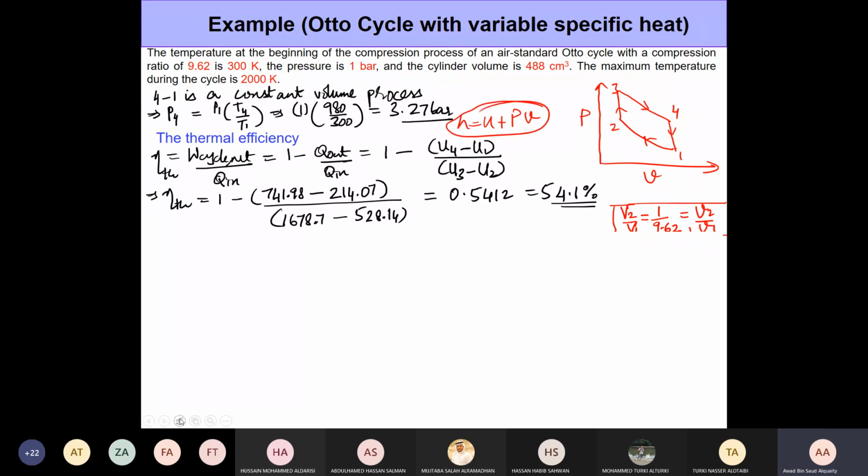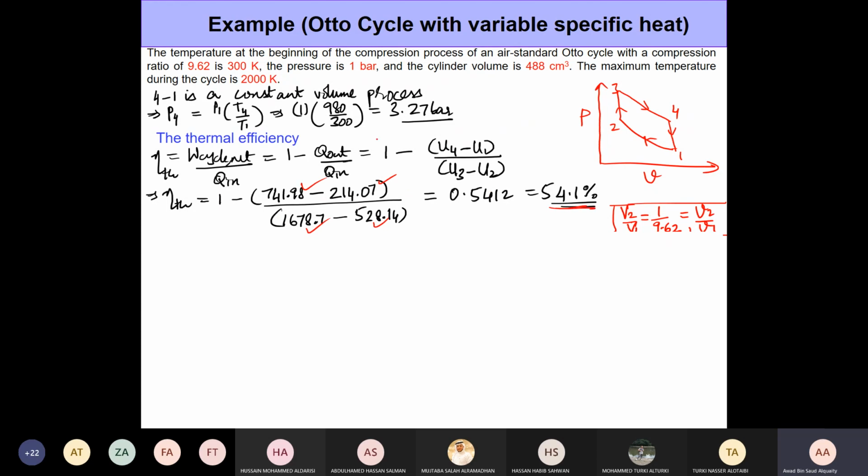All right, so here, since we are not dealing with constant specific heats, we are dealing with variable specific heat. So you got to pick up these values directly from the table A22. Okay, we have all these values here because we had the temperatures. So U4, U1, U3, and U2, you plug those numbers in and you get the efficiency. It comes out to be about 54.1%.